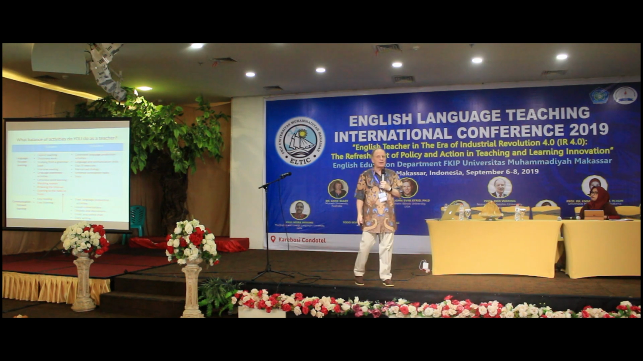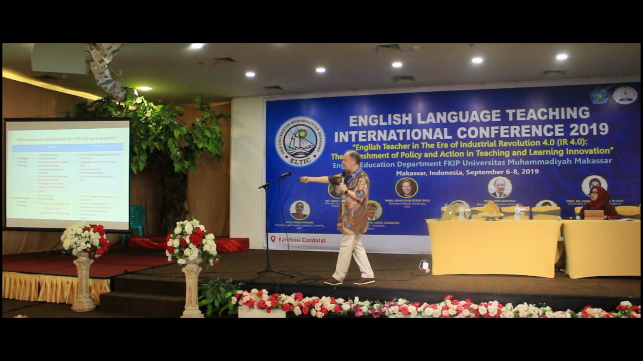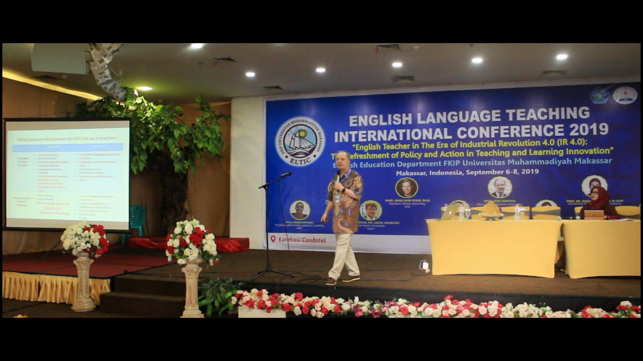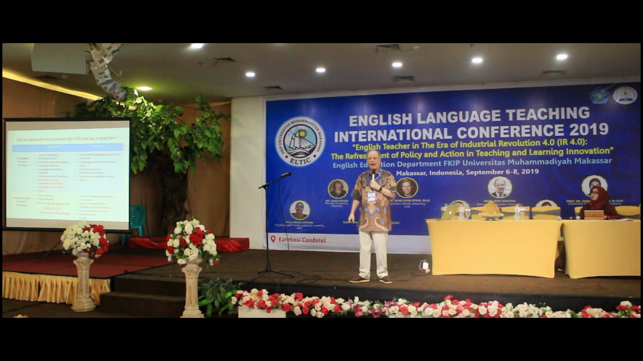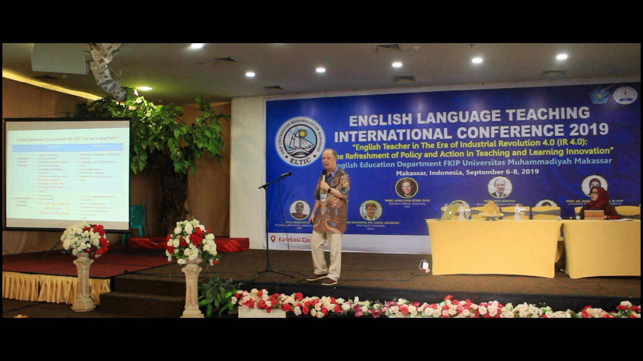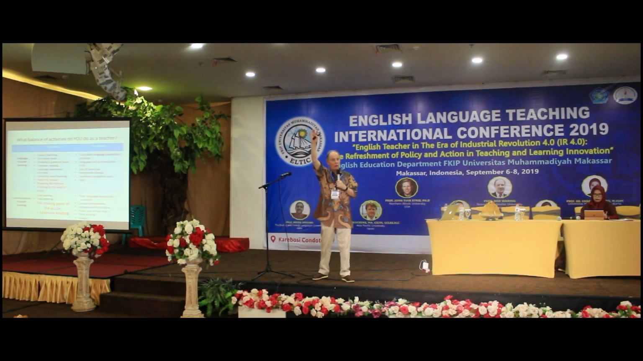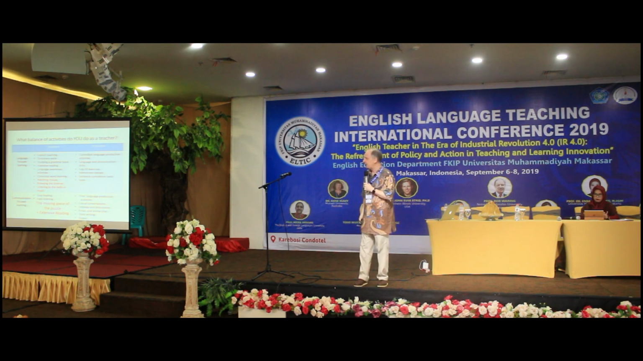So we have to choose text at the right level. So here we have an empty space. This is our missing piece of the puzzle. We call it extensive reading. Extensive reading is the missing piece of the puzzle. Who's heard of extensive reading? Okay, a few people.